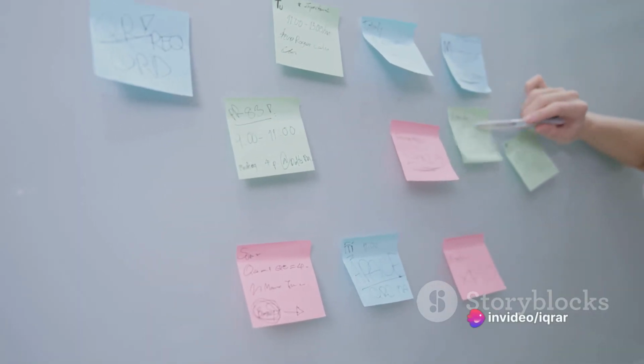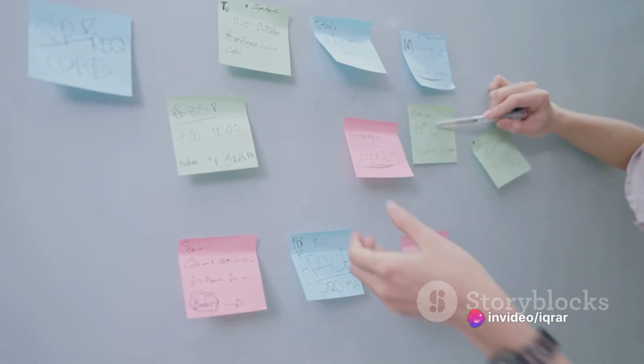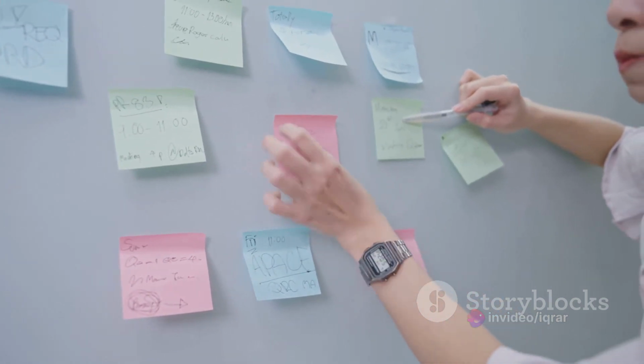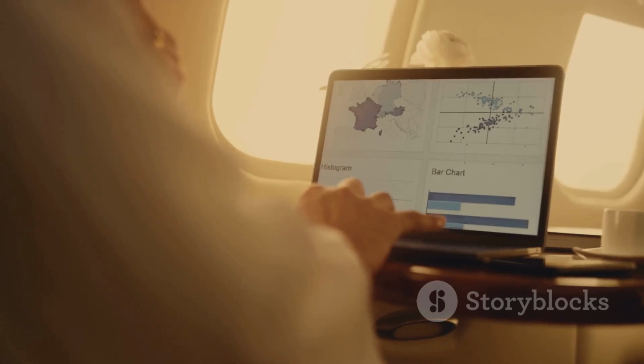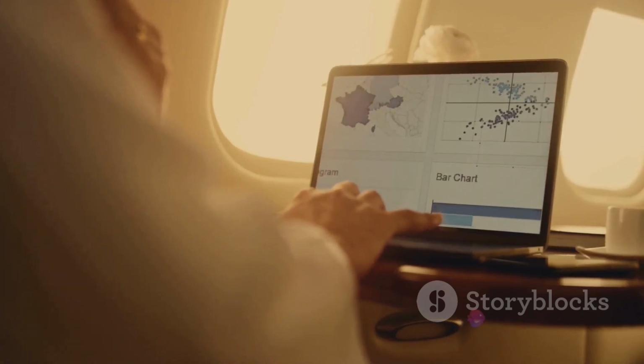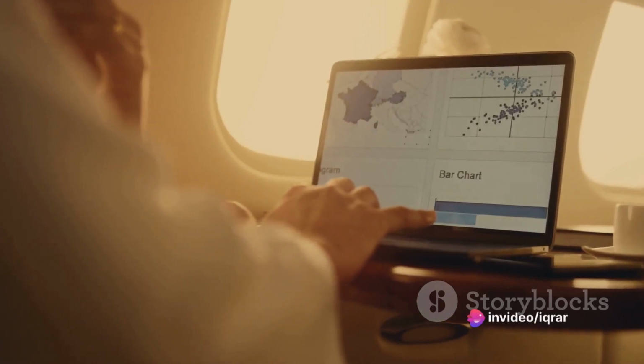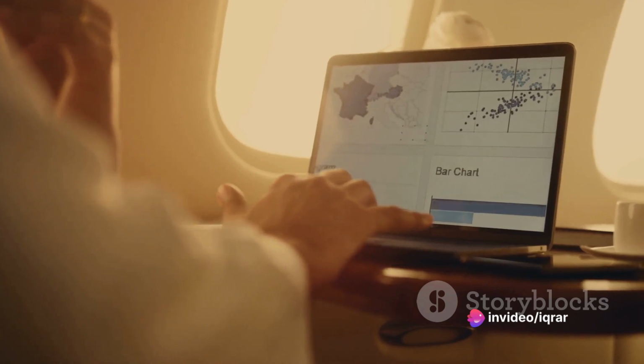Organize your keywords. Group your keywords into categories or themes to make it easier to create content around them. Monitor and update your keyword strategy. Keyword research is an ongoing process, so it's important to regularly monitor your rankings and make adjustments as needed.